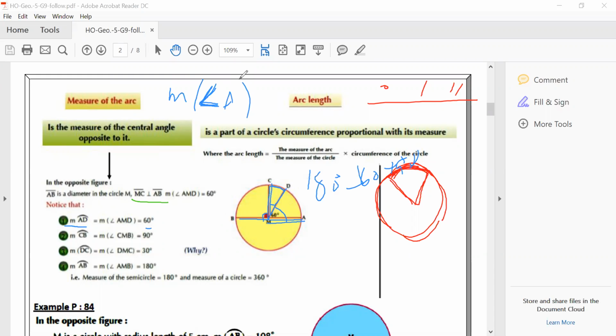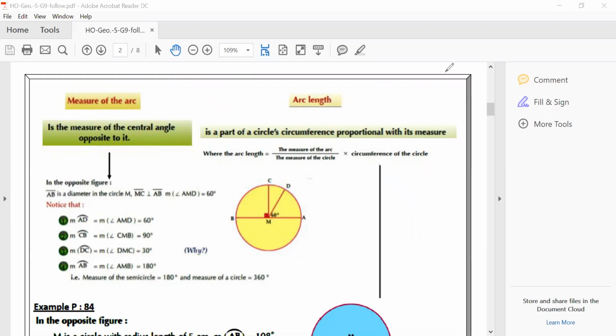Okay, thank you, Ahmed. What about measure of arc AB? As you see, it is a semicircle. We said the measure of the semicircle, or the arc of the semicircle, equals 180 because it is opposite to the straight angle. And the measure of the whole circle equals 360, which is 180 plus 180.